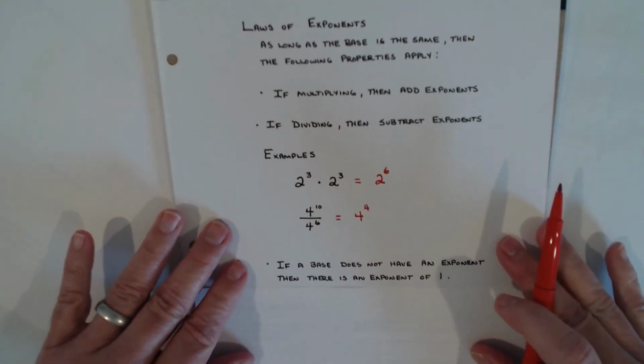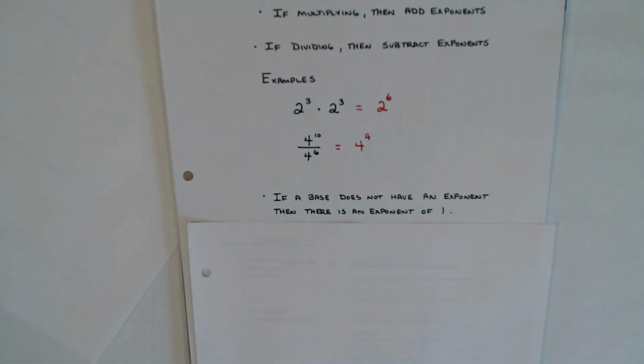Now there's one other thing that you need to remember about these bases. If the base does not have an exponent, then there is an exponent of 1. That means there's 1, 2, or there's 1, 4, or there's 1, 5, whatever the base is. If there is not an exponent, then the exponent is 1. So let's look at an example of one like this.